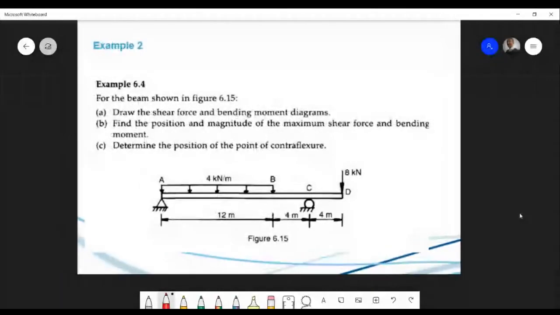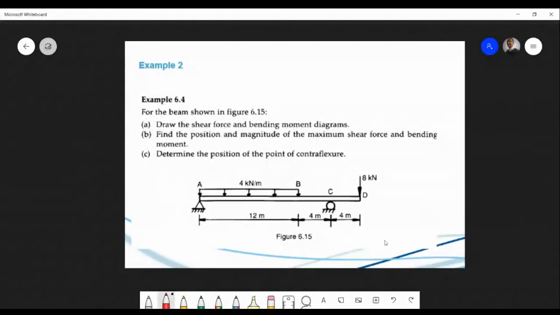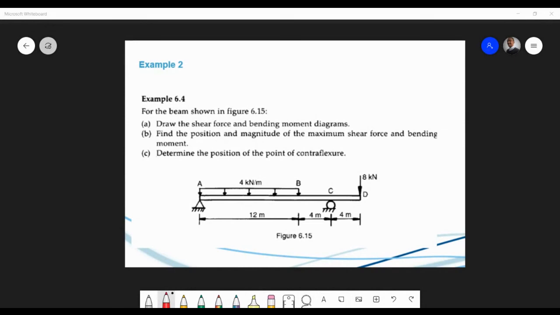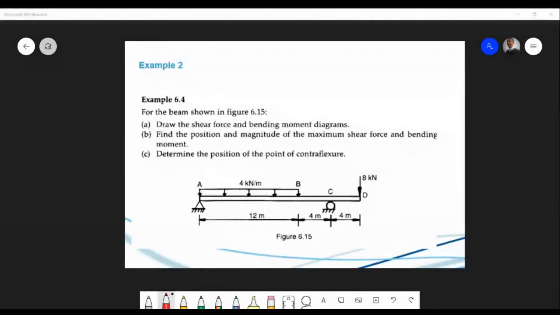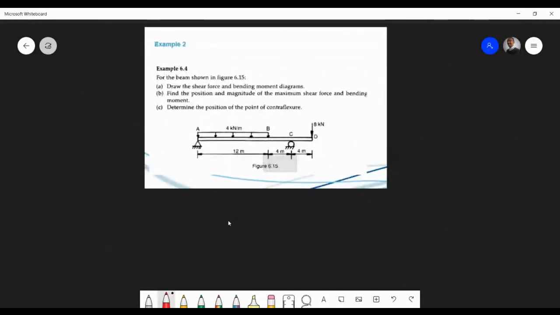Okay, so this question reads: for the beam shown, 6.15, draw the shear force and bending moment diagrams, and again find the position and magnitude of the maximum shear force and bending moment, and determine the position of the point of contraflexure. You can see that's all they really ask. They ask essentially exactly the same stuff all the time.